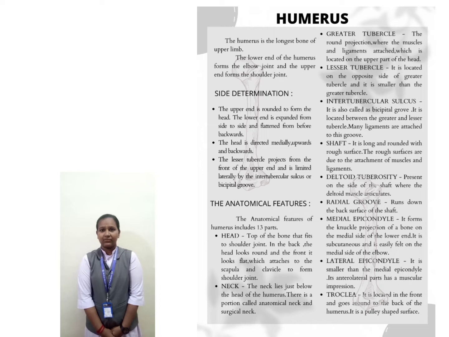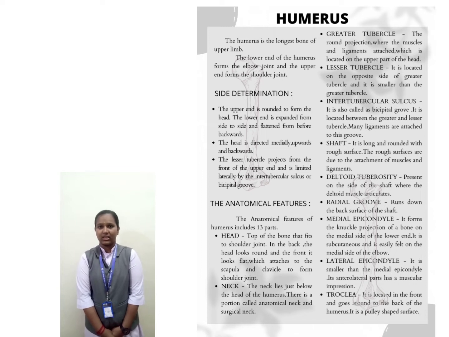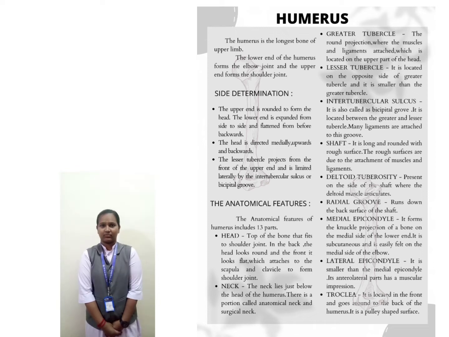The anatomical features. The anatomical features of the humerus include 13 parts. Head. The top of the bone that fits the shoulder joint. In the back, the head looks round and in the front, it looks flat, which attaches to the scapula and clavicle to form the shoulder joint. Neck. The neck lies just below the head of the humerus. There is a portion called anatomical neck and surgical neck.